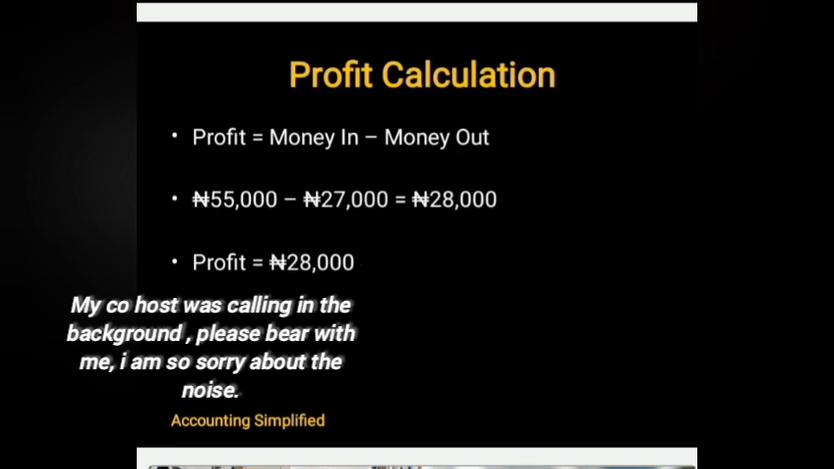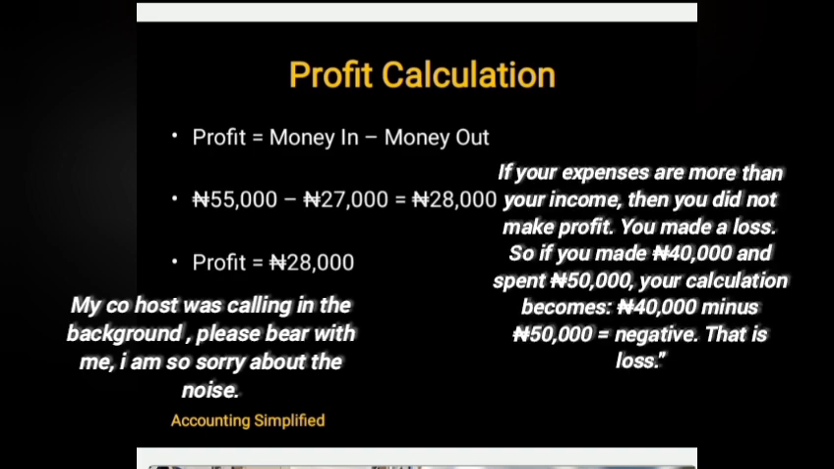28,000 naira. Now, there are times you can also make loss. That is when your expenses is more than your sales, more than your income. In that case, you're making a loss. But in the previous examples we have given so far, profit was what was made, and that was because our sales were more than the expenses. So in those instances, we made profit.